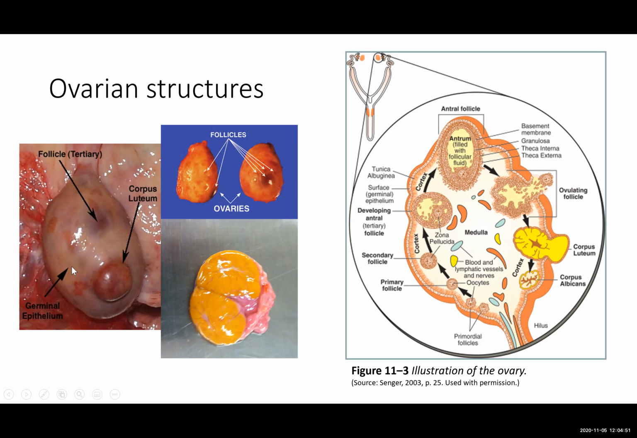And then the corpus luteum is actually much larger inside the ovary down here. And you can see it has a part that sticks out where ovulation occurred, and then it has a body down under the ovary. And again, it is yellow. Corpus luteum literally translates to yellow body.